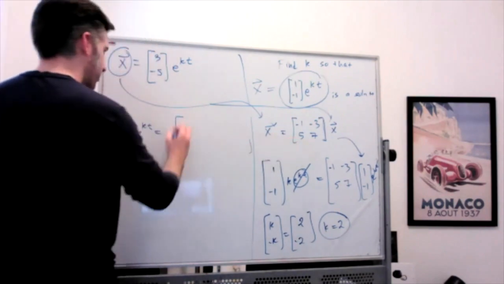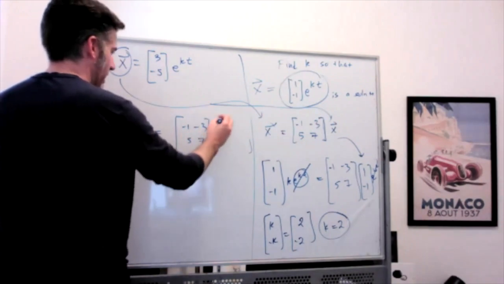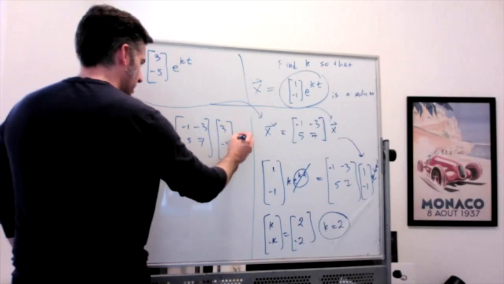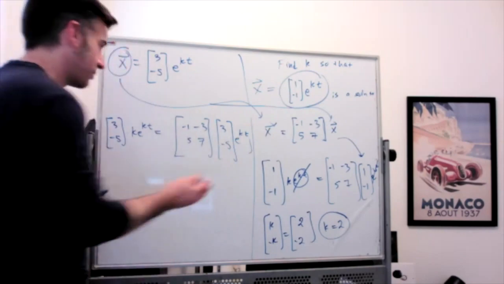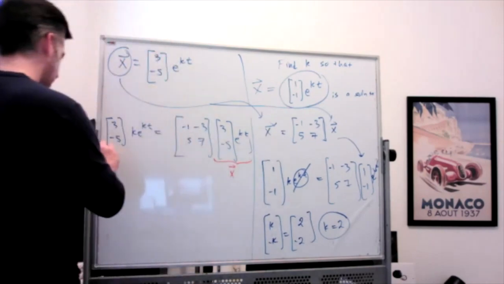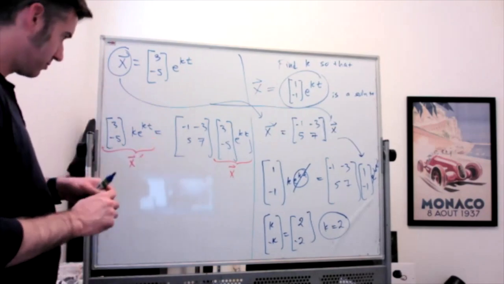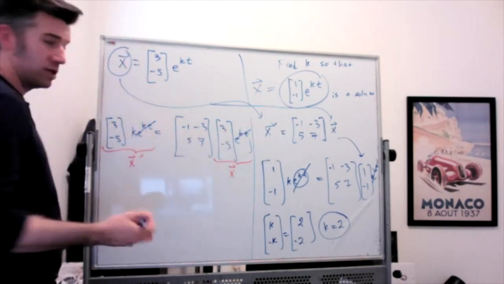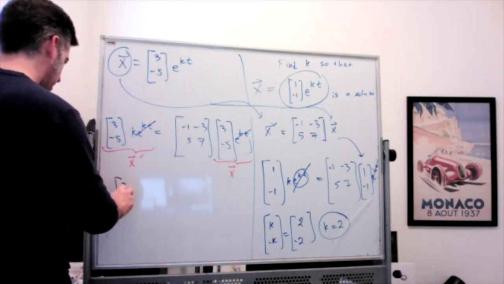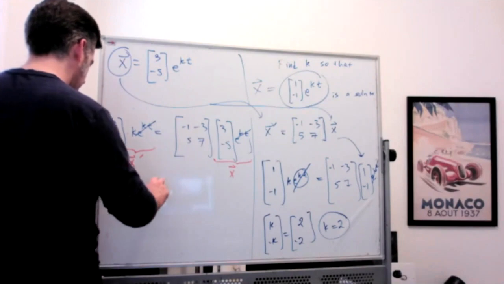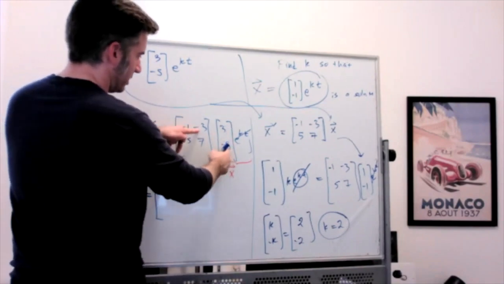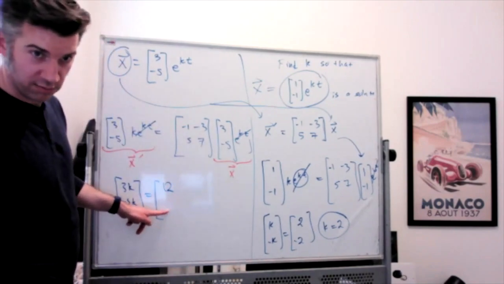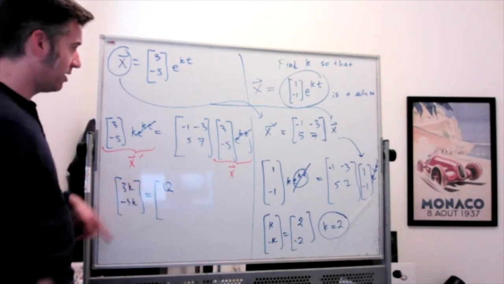And this is going to be negative 1, negative 3, 5, 7 times 3, negative 5 e to the kt. This is your x, this is your x prime. Okay, so let's multiply it out. Well, actually, let's divide both sides by e to the kt, which is not 0. Then we're left with 3k, negative 5k equals negative 3 plus 15 is 12. And I bet my life that this is going to be negative 20. Because k has to be 4 for that to be 12. Assuming I've done this right.